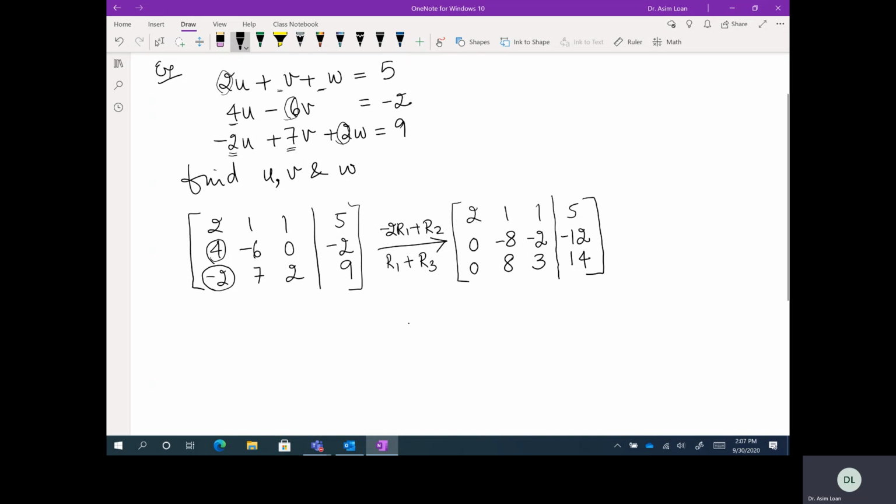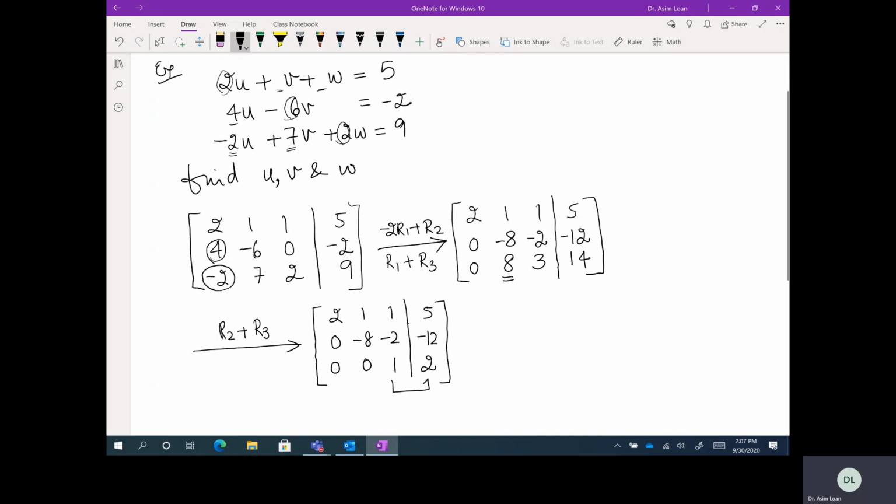Now I want to get rid of this 8. So I can get rid of this 8 by adding row 2 and row 3. So we say row 2 plus row 3 will give me 2, 1, 1, 5, 0, minus 8, minus 2, minus 12, 0, minus 8 plus 8 is 0, 3 minus 2 is 1, 14 minus 2 is 12. So this system of equations straight away gives me w is equal to 2. This implies w is equal to 2. So I can solve this one.